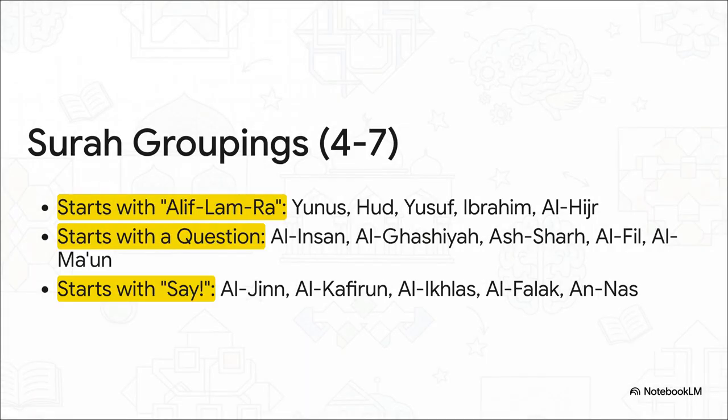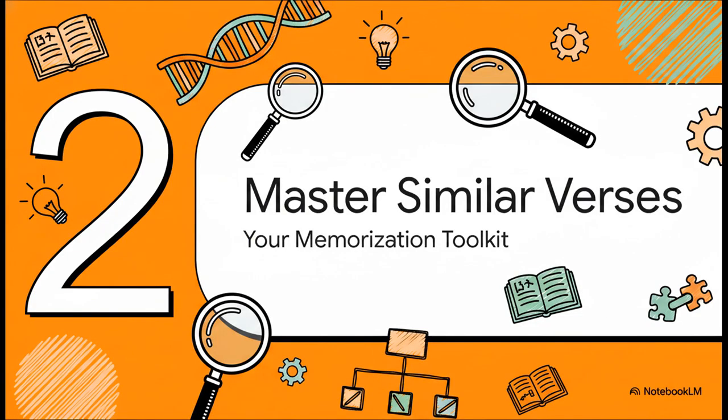And it just keeps going. There's a set of 5 surahs that open with the letters alif, lam, ra. Another 5 that begin with a question, an istifham. And maybe the most well-known, 5 that begin with the command kul, which means say. All of a sudden, you're not just looking at 114 separate chapters anymore. You're seeing these interconnected families of surahs. It's amazing.